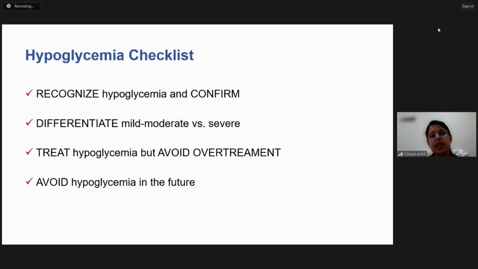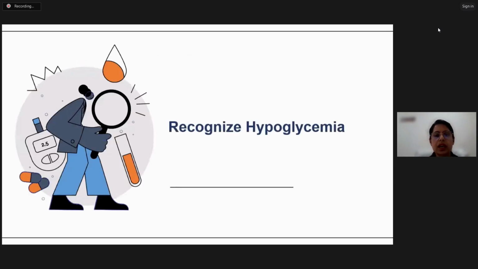If we talk about what we need to educate people living with diabetes when they visit us for counseling, there should be a proper checklist of the topics to be covered in hypoglycemia education. It starts with the recognition of hypoglycemia and confirming the sugar levels at the time the patient experiences the symptoms, differentiating between mild, moderate and severe hypoglycemia, how to treat hypoglycemia and how to avoid over-treatment, and what precautions they can take to avoid hypoglycemia in future. Now coming to the recognition, how to recognize hypoglycemia.